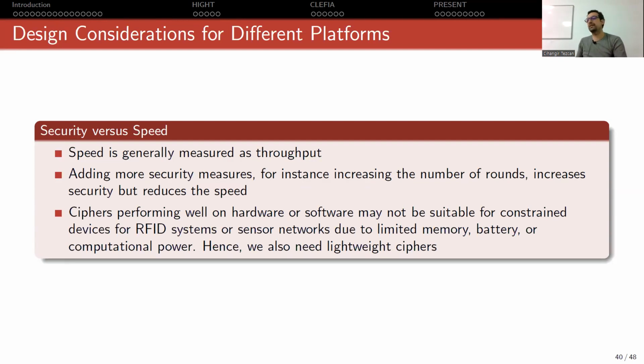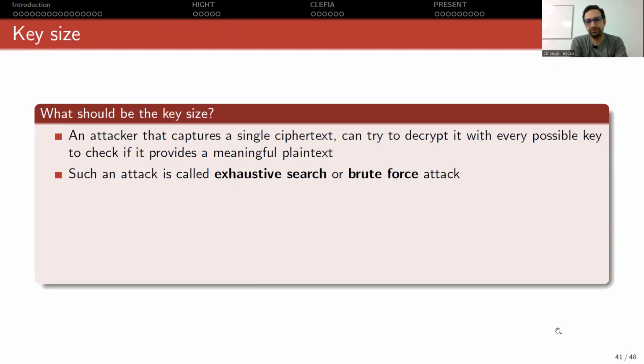So NIST actually says to use AES everywhere if you can. If you cannot use AES, just use a lightweight cipher. And for this reason, they elected ASCON as the winner of the competition. We are going to talk about the standards in a few slides.